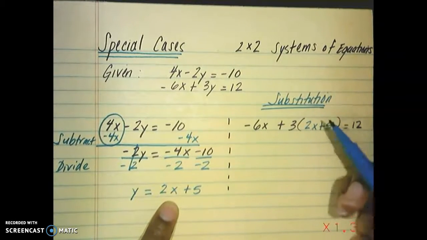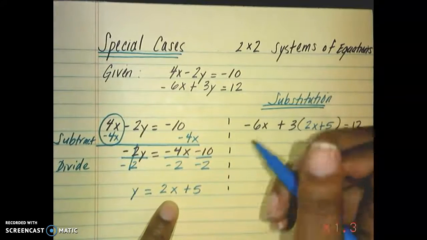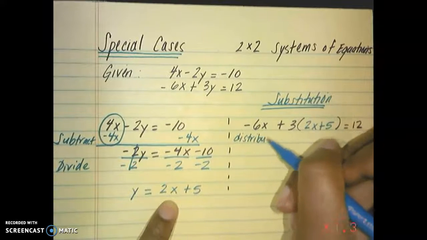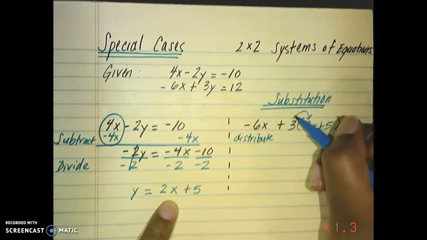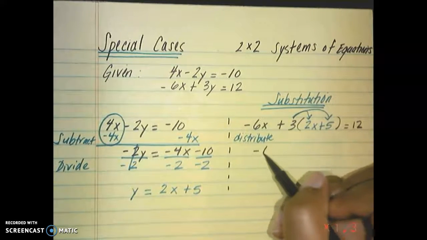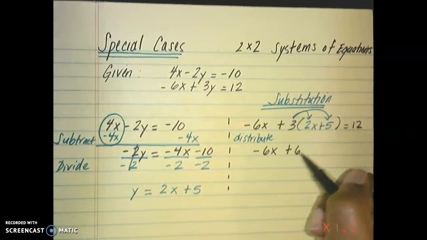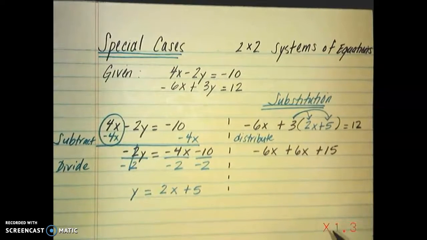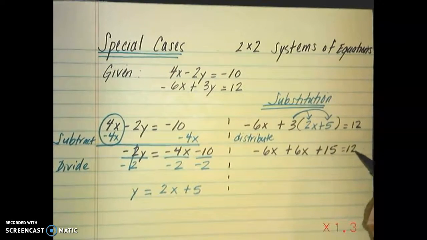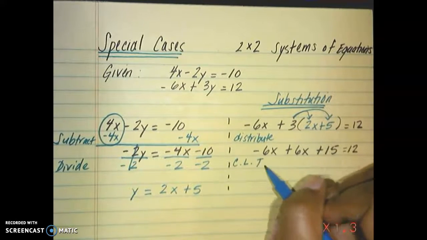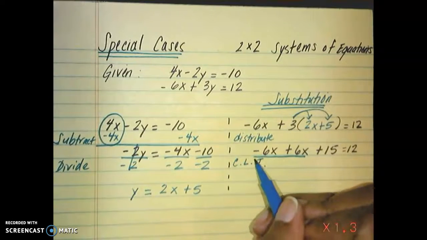Okay, and then I'm going to solve this. To do so, I want to solve for x. So I'm going to distribute, and I'll write my steps on the side here. I'm going to distribute 3 to 2x and 3 to 5. Here we go. I'm going to be left with 6x plus 6x plus 15, because 3 times 5 is 15, equals 12. Now what I am going to do is combine like terms. My like terms in this case are negative 6x and plus 6x.